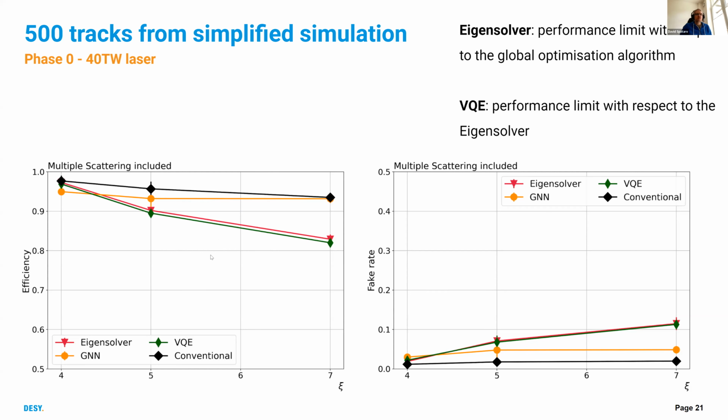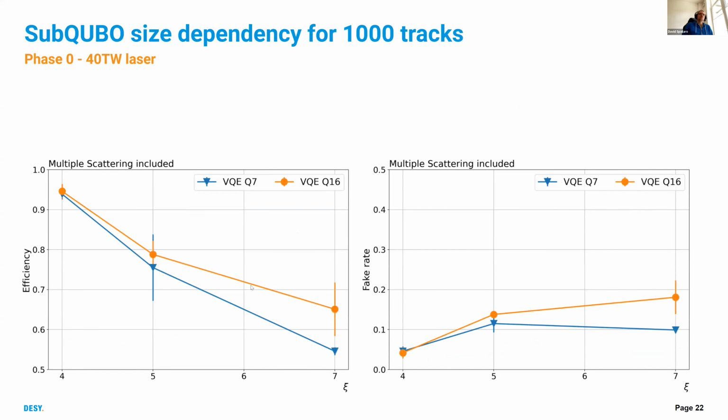We are also restricted by the subqubit size, which makes us rather find local minima instead of the ground state of the Hamiltonian. For example, increasing the subqubit size actually helps a lot. By increasing the size from 7 to 16 qubits, we gain about 10% of efficiency. But this also comes with a bit higher fake rate. We are also investigating the choice of the optimizer and the ansatz circuit.